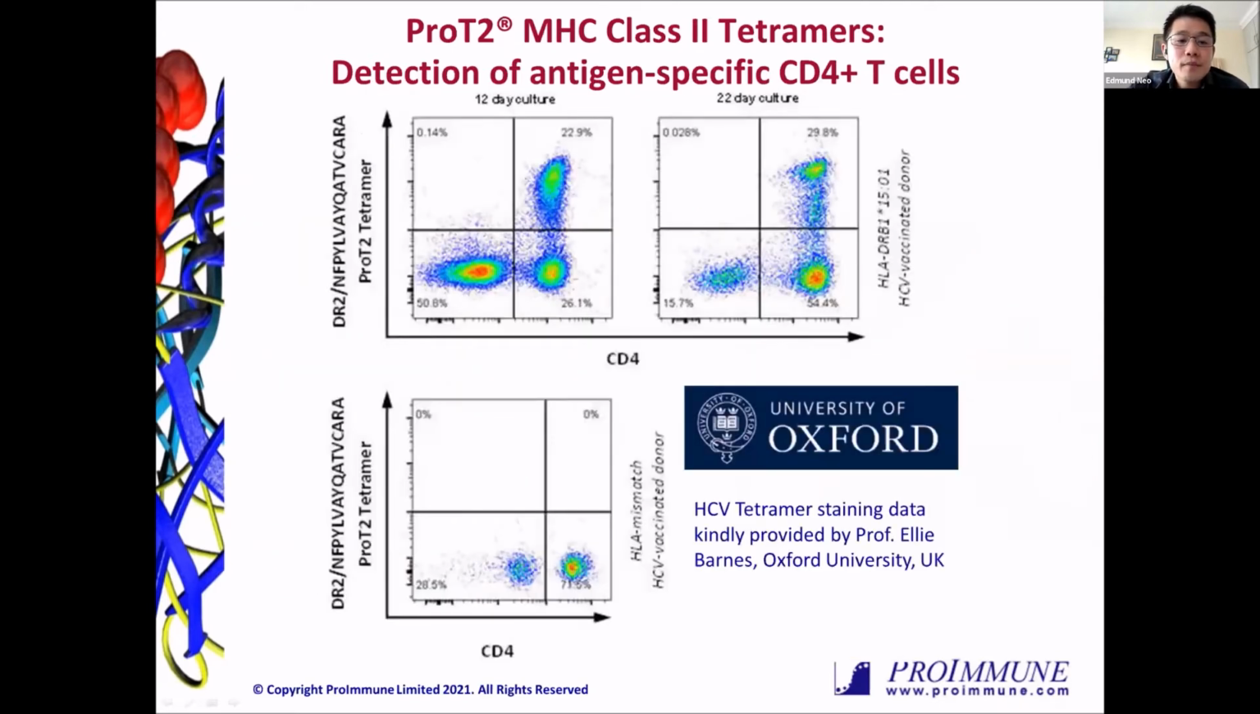So here are some staining data shared by the ELISpots group using our HCV tetramers on DRB1-1501 positive vaccinated donors. The top 2 panels are the staining data at 12 and 22 days cultured respectively. And the bottom data is using an HLA mismatch vaccinated donor as a negative control. So you can see very nice staining population of the antigen-specific CD4 T cells of about 22% and about 30% in these 2 respective staining data.